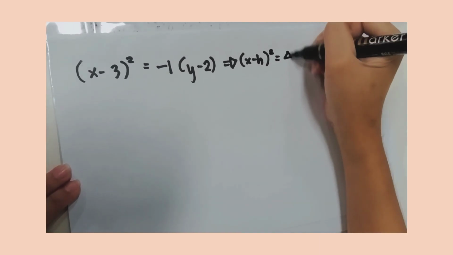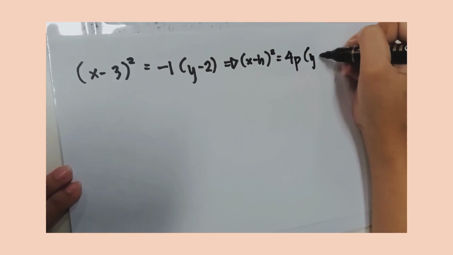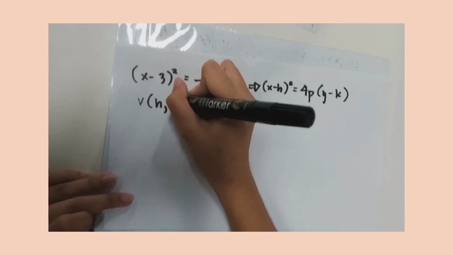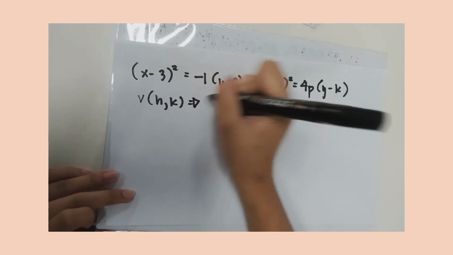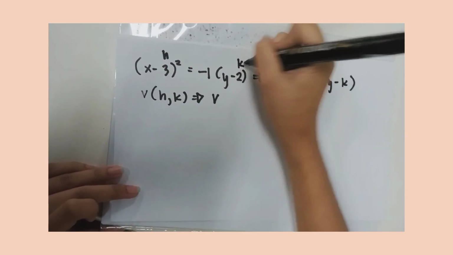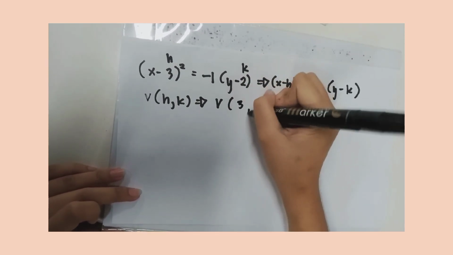It is time to determine its properties. The vertex is at (h, k), which can be determined in the standard form x minus h squared equals 4p times y minus k. Reverse the signs to get the vertex. We now have the vertex at (3, 2).